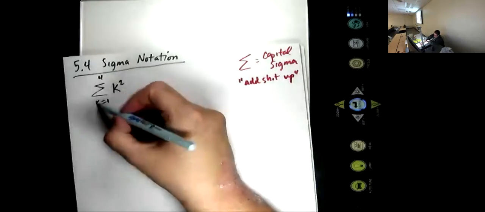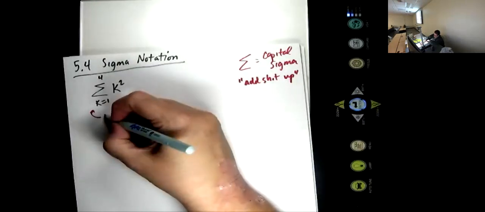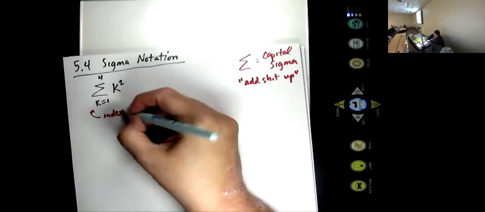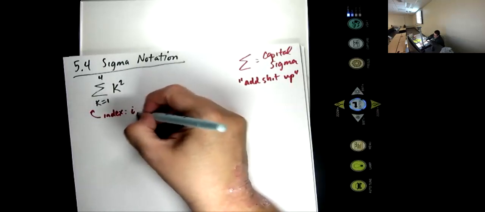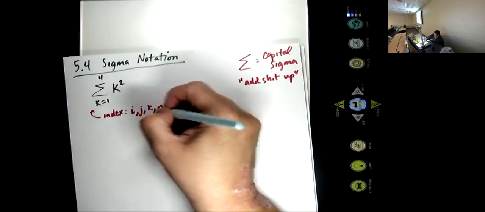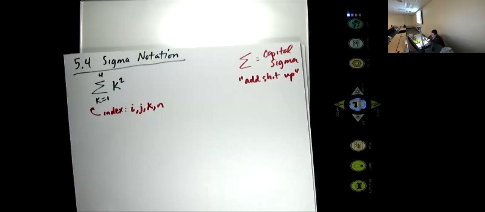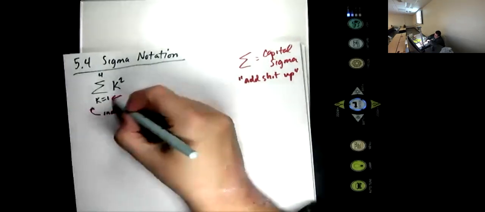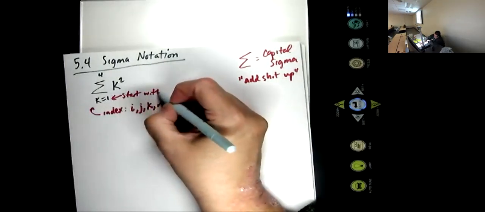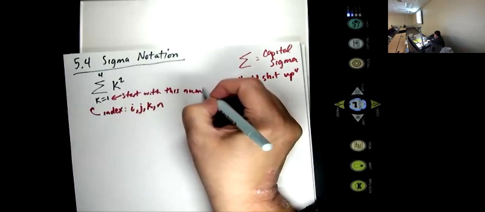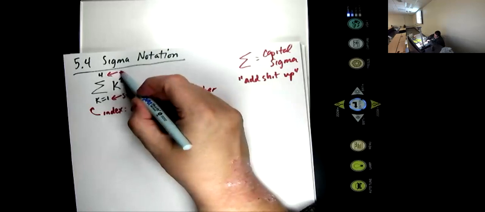The letter that is listed below sigma is called the index. Anything will work, but the most common ones are i, j, k, and n. Those are the most common ones you see. The number on the bottom is what it starts with. Start with this number. And the number on top is the number we're going to end with.